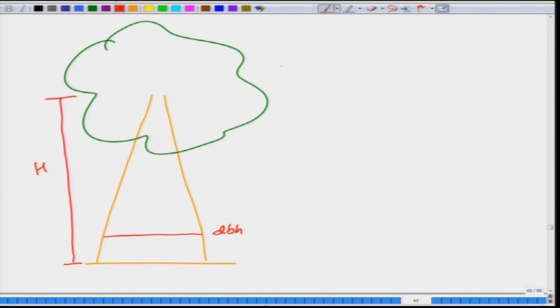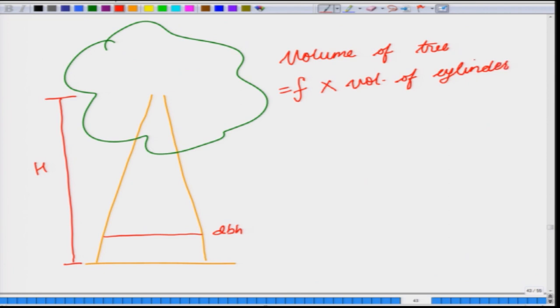So, the volume of the tree is given by the form factor, let us call it F, into the volume of the cylinder. Now, as we saw in the case of the false form factor, we take the volume of a cylinder that has the diameter of DBH and that has the height of capital H. So, the volume of the tree is given by F into volume of the cylinder, which is pi by 4 d square into capital H.